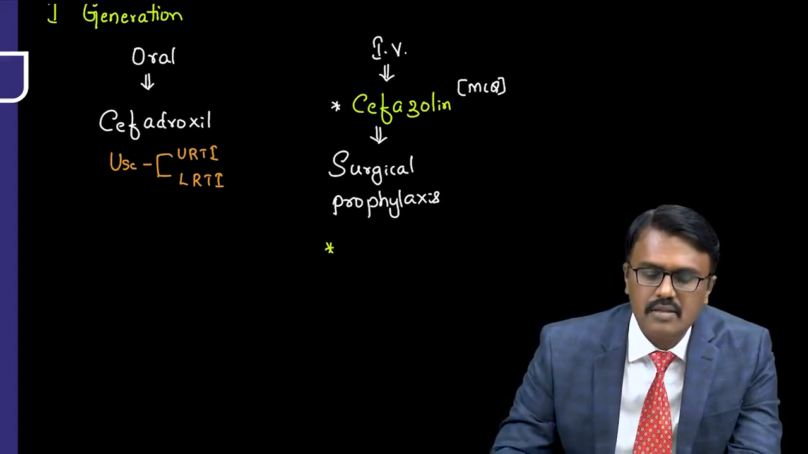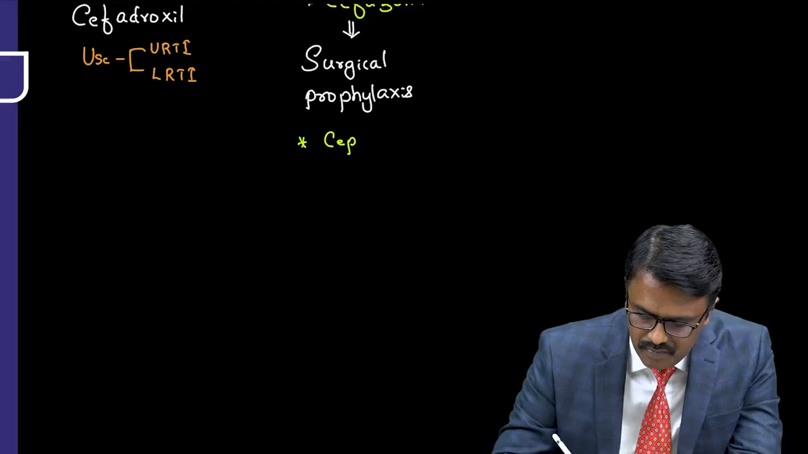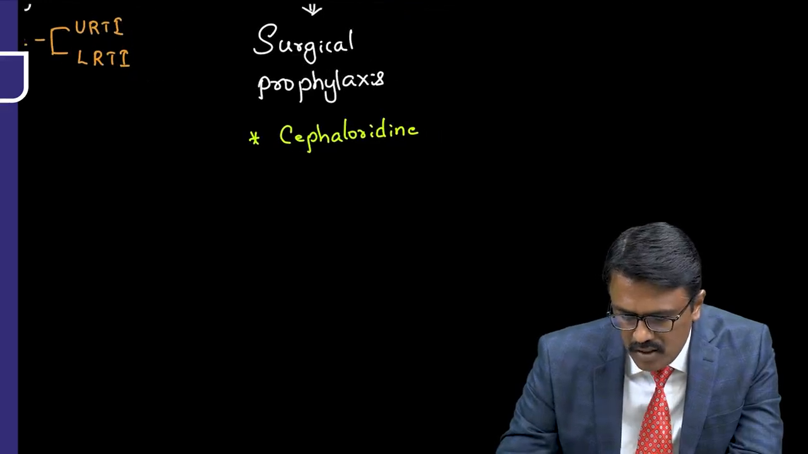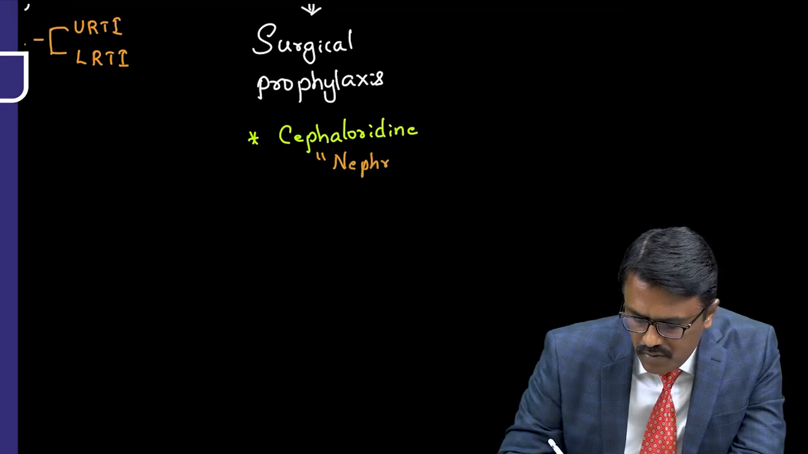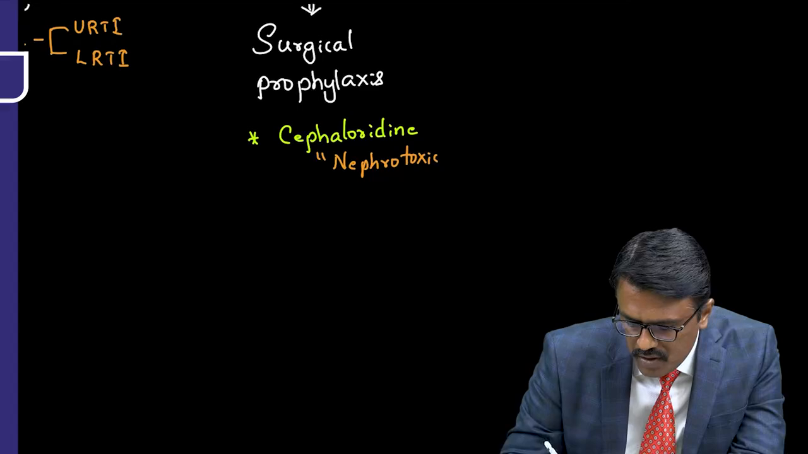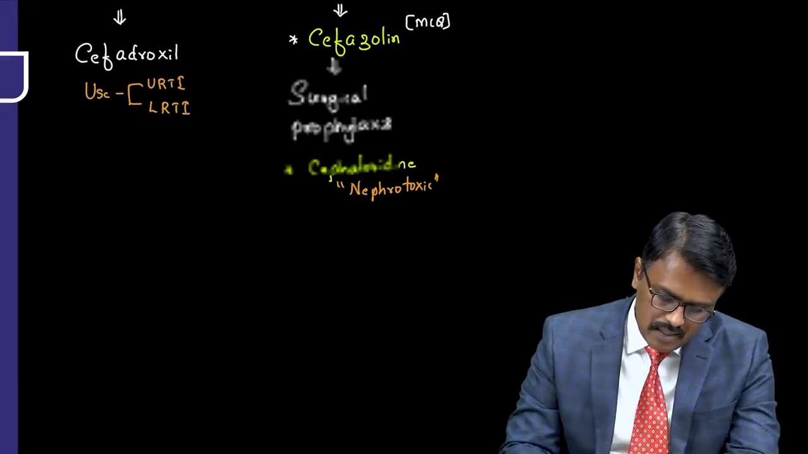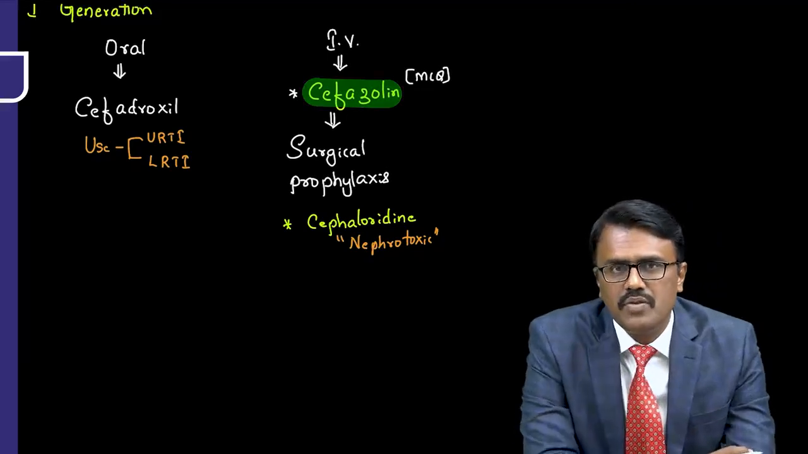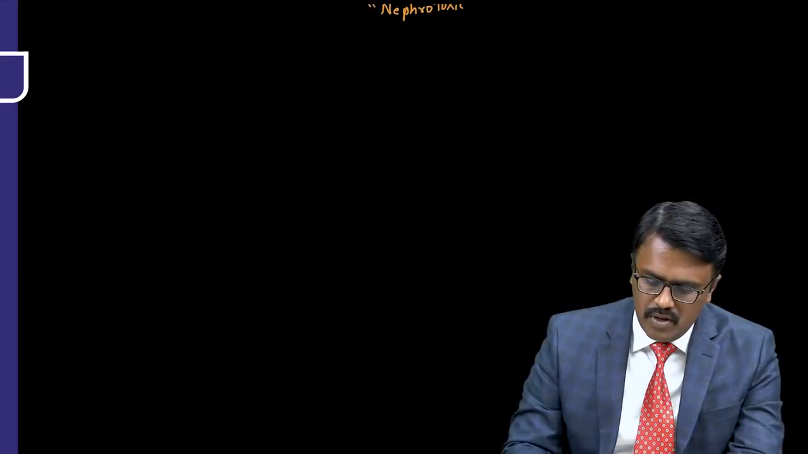One more parenteral or IV drug is called cephaloridine. It is not used nowadays because it is known to produce nephrotoxicity. It is a highly nephrotoxic drug, so we are not using it. In this generation, the main drug you all should remember is cefazolin. If you know the drug, you will be jolly in the exam.